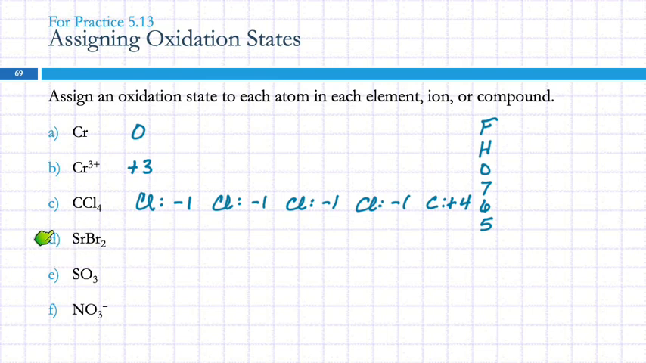Okay, SrBr2. Well, this is an ionic compound, right? It actually has ions in it. So the oxidation states are the ion charges. So the oxidation state for strontium in there will be +2 because it's group 2A. And how about the bromine? It'll be -1. And there's 2 of them, right? Each of them is -1. So then we see that the oxidation states add up to the overall charge.